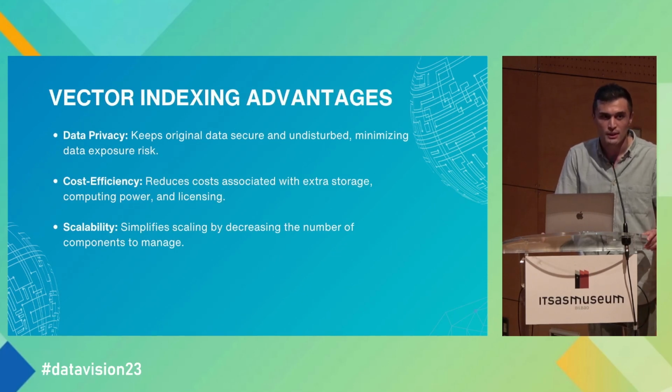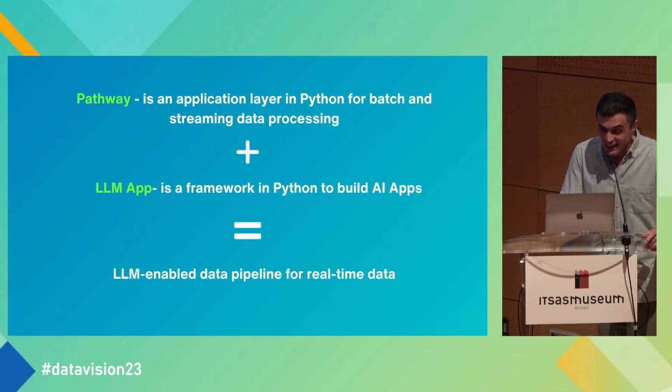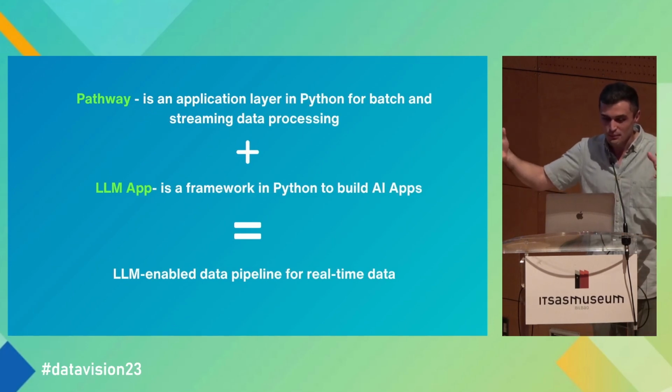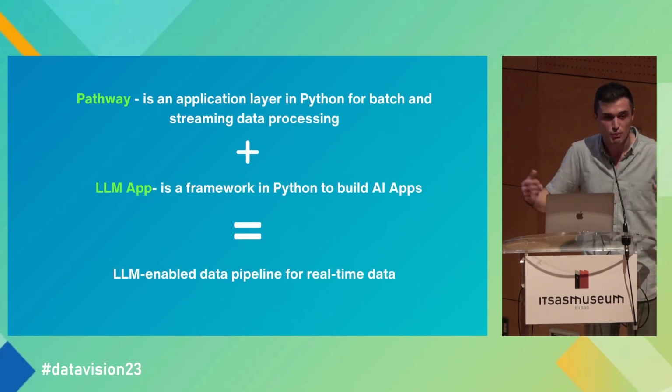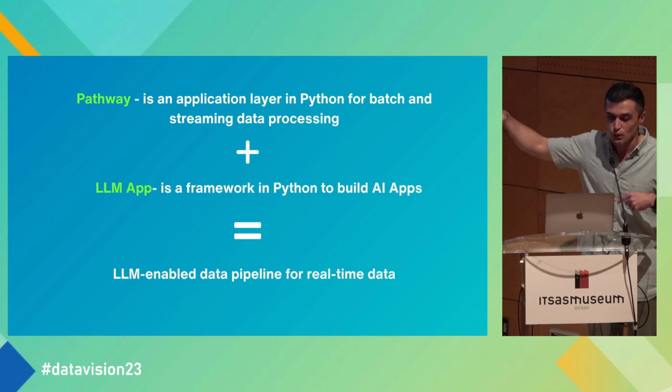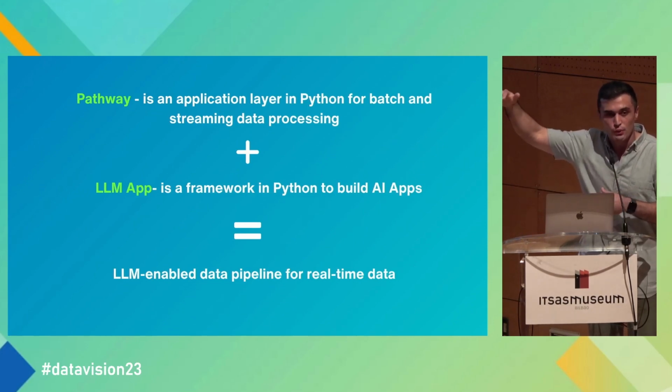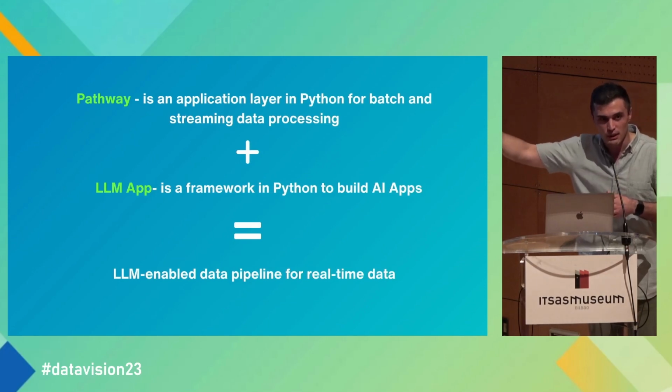Cloud deployment is also easy, which makes it cloud native. It's just a Python application. And if you need storage, you can still use your own storage. It's scalable, and of course, there are fewer components to manage. And here, if you combine LLM App, which is just a framework in Python to build an application, with another called Pathway, it's just an application layer to build unified data pipelines.